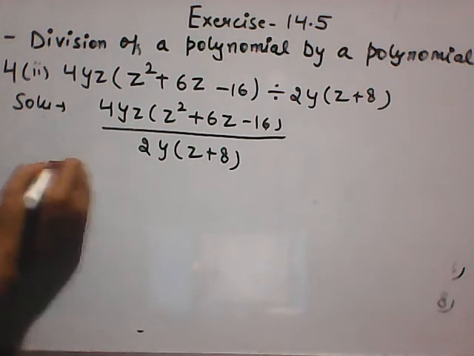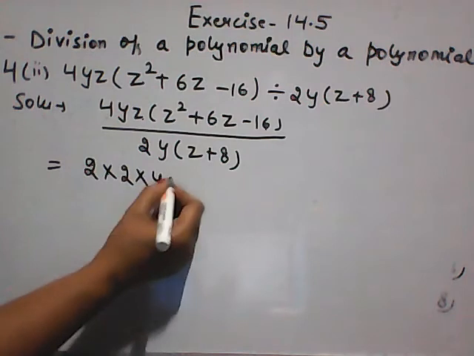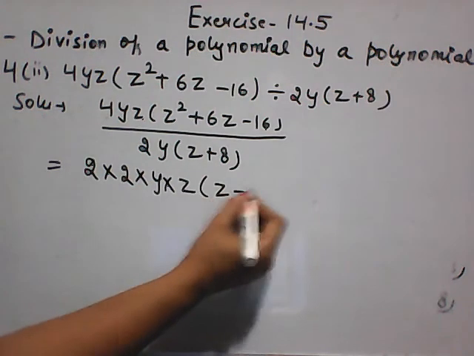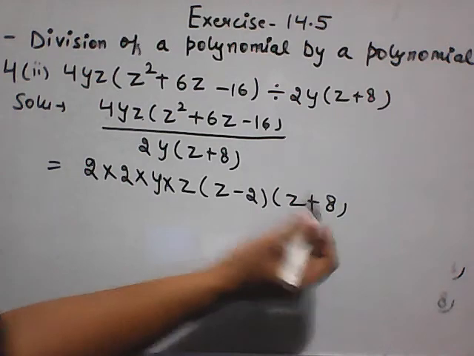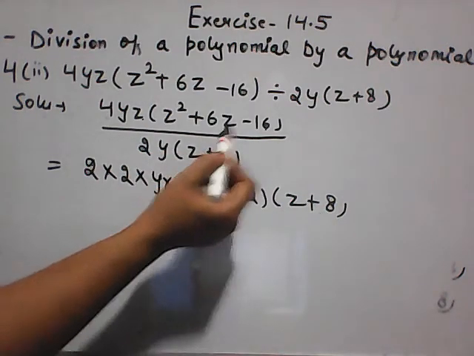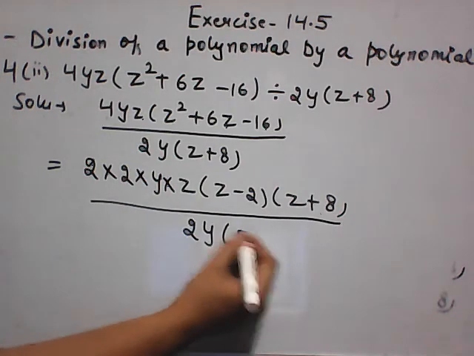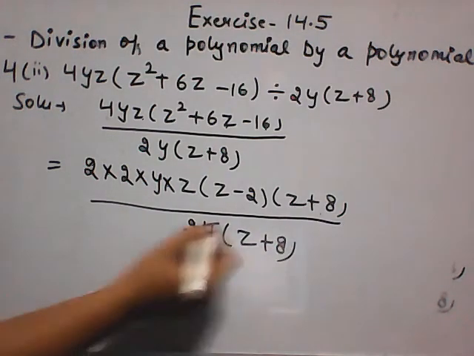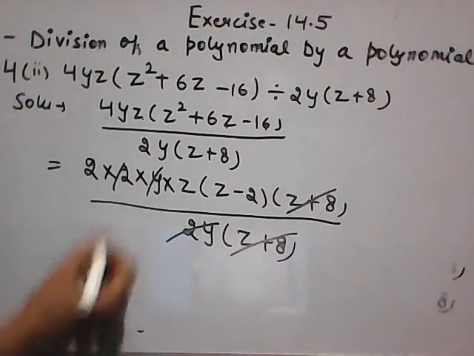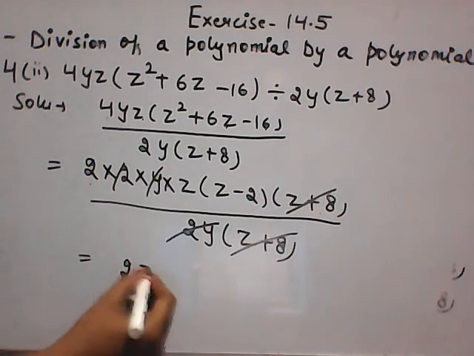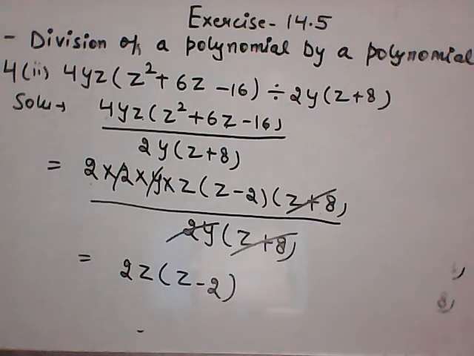So 4yz can be written as 2 multiplied by 2, y multiplied by z, and z square plus 6z minus 16 as (z minus 2) multiplied by (z plus 8), whole divided by 2y into (z plus 8). 2y is cancelled out with 2y. z plus 8 is cancelled out with z plus 8. So we are left with 2z into (z minus 2). So this is our answer. Let's move to next question.